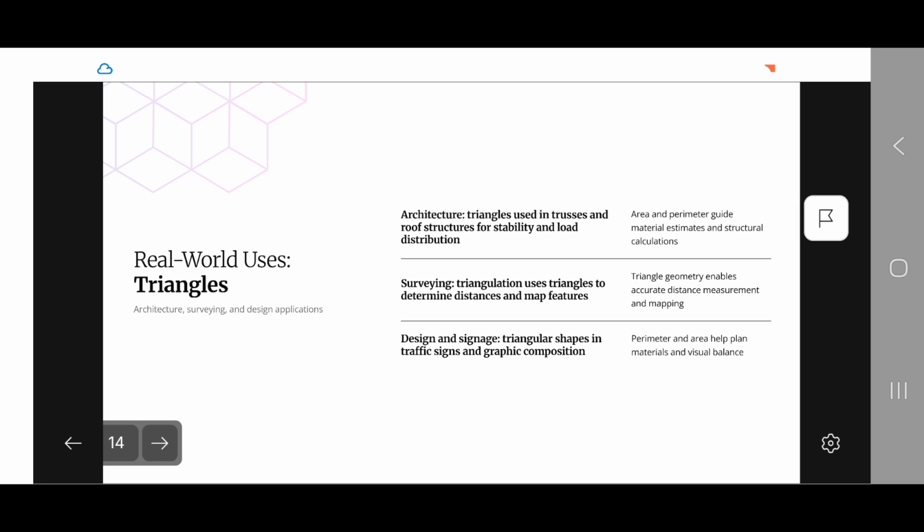Surveying: triangulation uses triangles to determine distances and map features. For design and signage, triangular shapes appear in traffic signs and graphic composition. So in surveying, triangle geometry enables distance measurement and mapping, and in design and signage, perimeter and area help plan materials and visual balance.